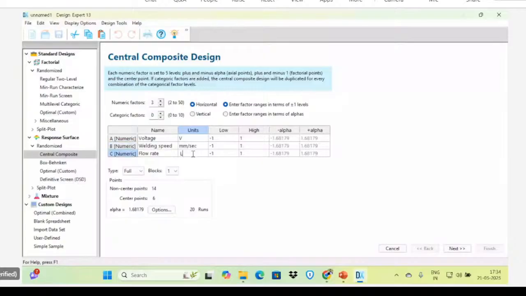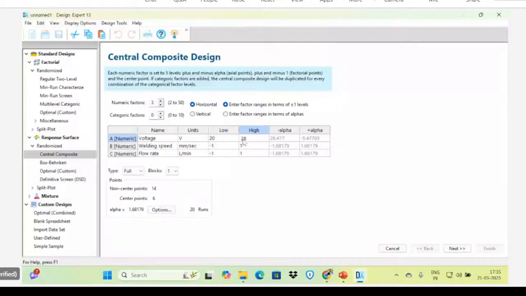Then -1 is the lowest value of the levels that you are considering. Suppose in the previous experiment my student has done 22, 24, 26. So these three are the levels. 22 is the minimum, 26 is the maximum. So you have to decide the range. You have to decide the range with prior hit and trial tests, seeing where the bead is very good or very bad. That maximum range you can take, and then you can optimize. So suppose for voltage I'm taking a minimum of 20, and 28 as the maximum value.